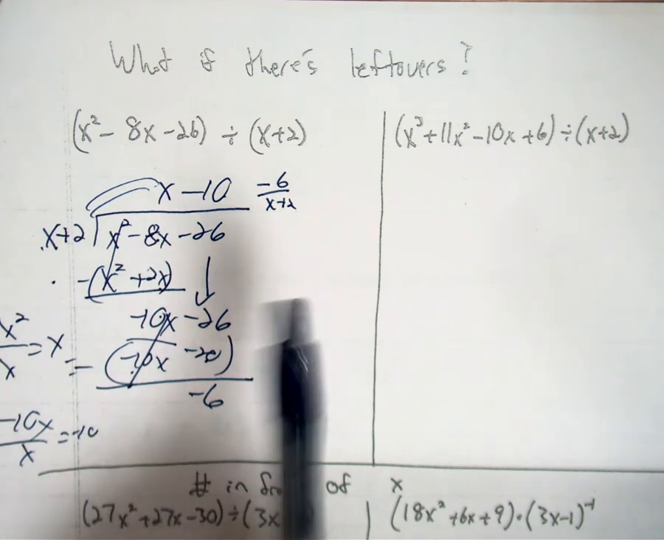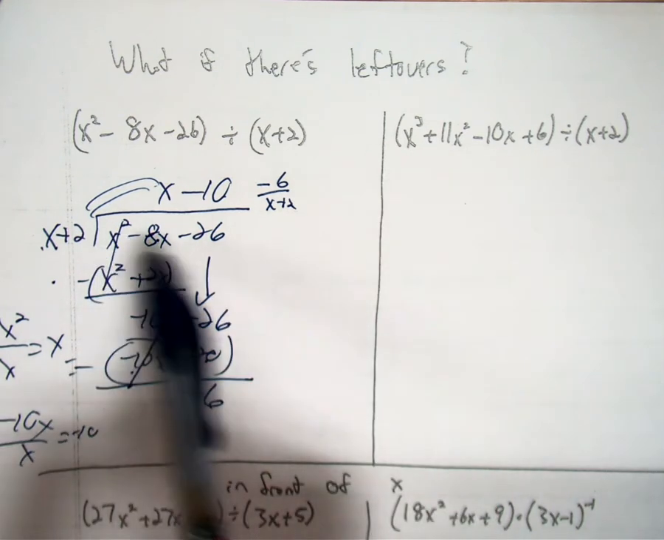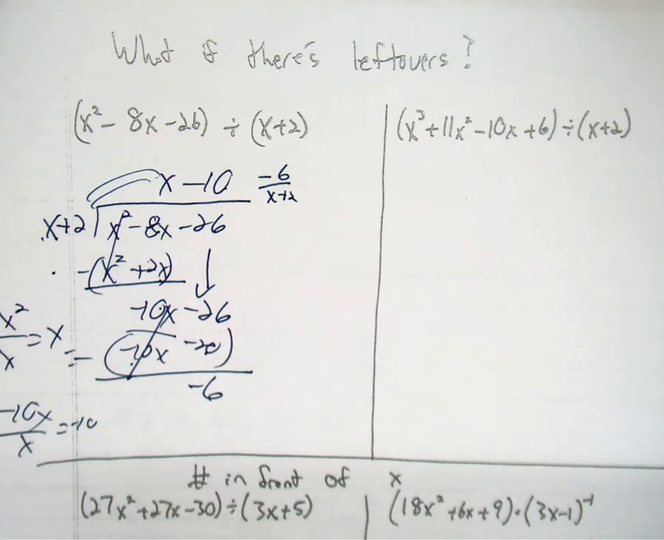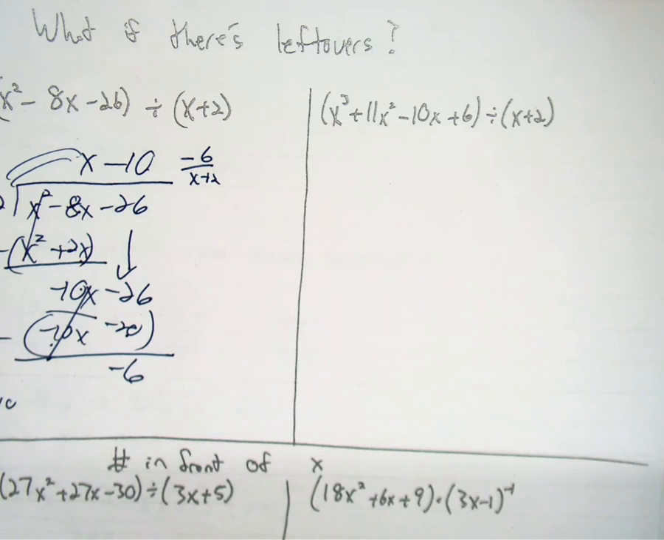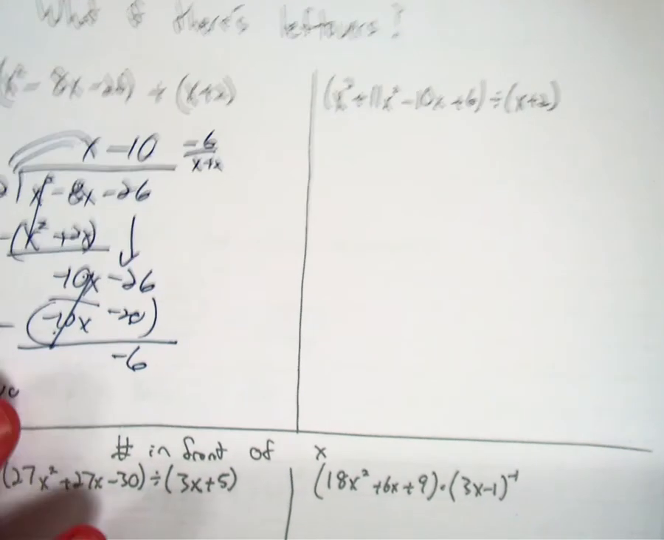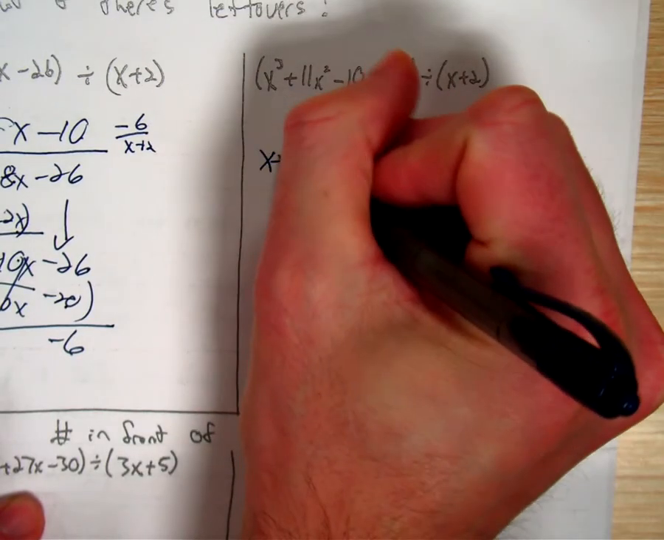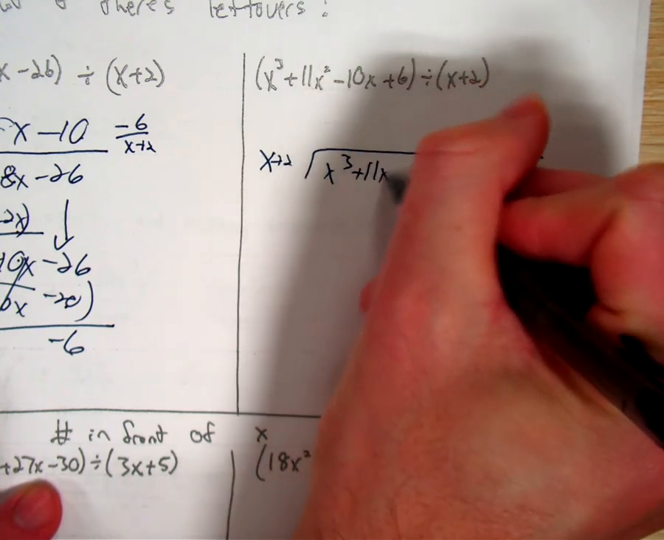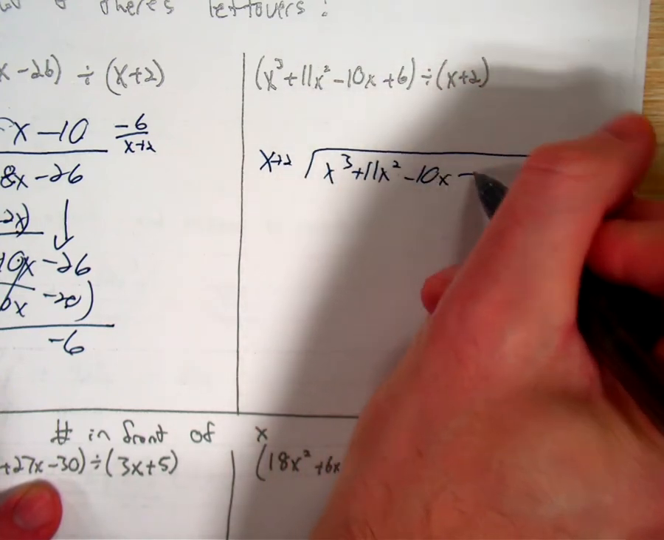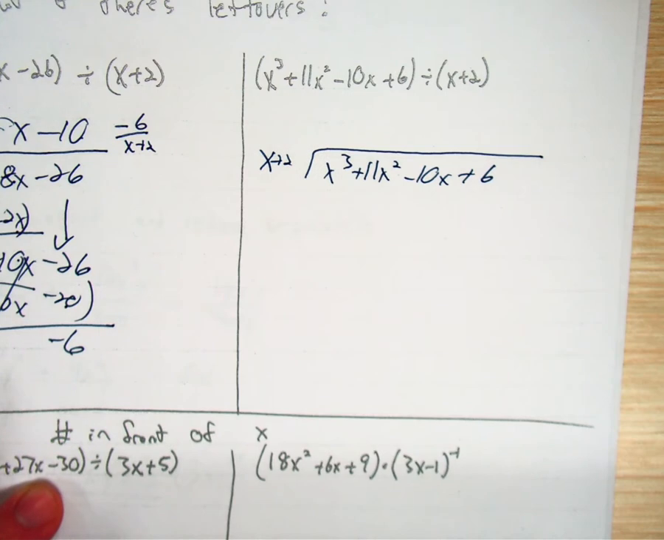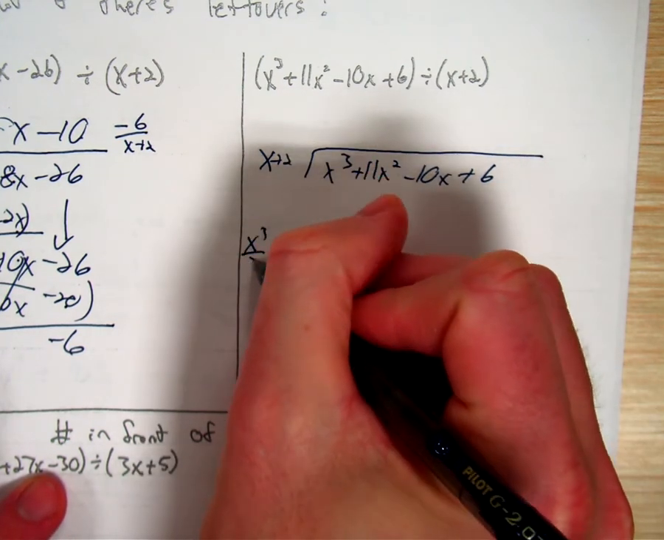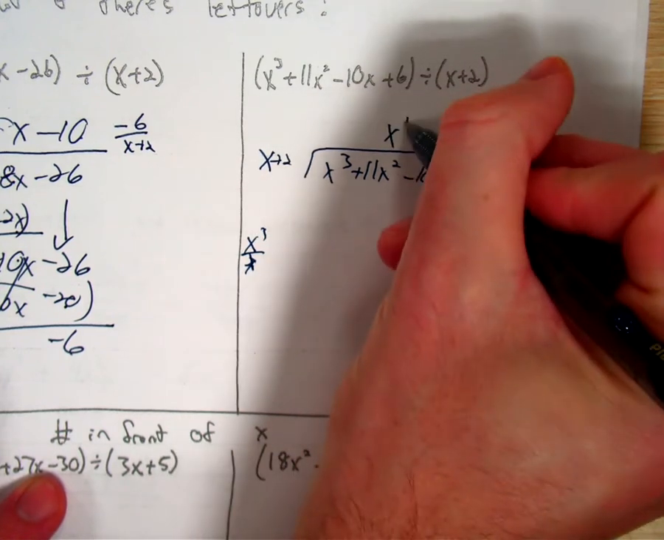Why don't you try it with this one? This is going to be a little bit longer because it's x to the third. So you're just going to have to keep going through that for 3 steps instead of 2. Let's see how you do. Alright. So we had x plus 2, x to the third, 11x squared, 10x plus 6. Okay. Comparing our fronts. Over x, we should be getting x squared.